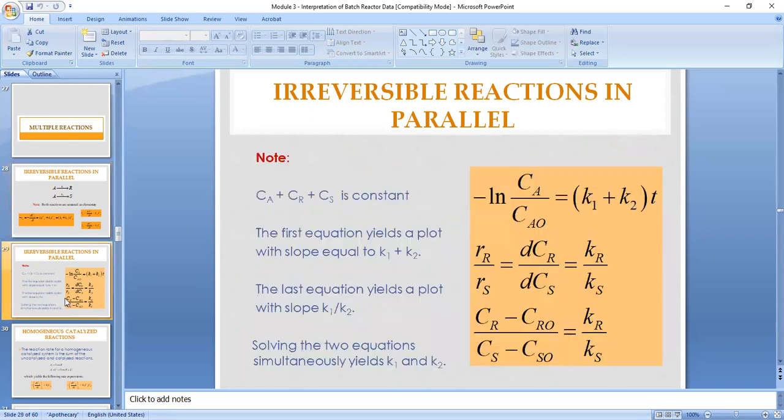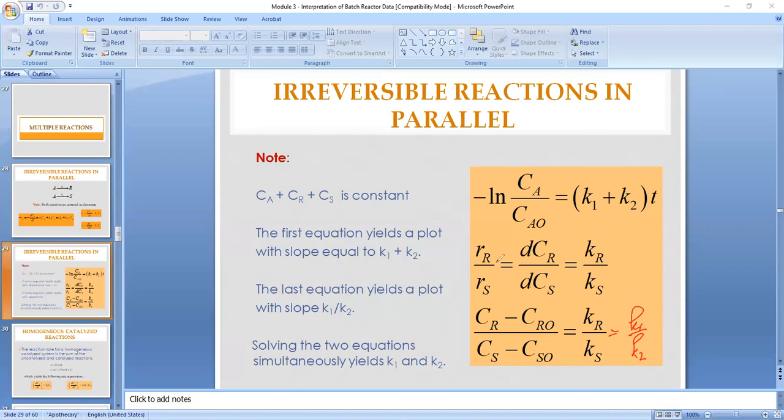So that's the reason why in this statement you have that the last equation yields a plot with slope k1 over k2, because this k sub R over k sub S is just equivalent to k1 and k2, even if you go back to stoichiometry. Because the relationship between R and A, same thing with S and A, is just 1:1. So the rate constants are just the same for the two. Okay, the k sub R is k sub 1 and k sub S is equal to k sub 2.